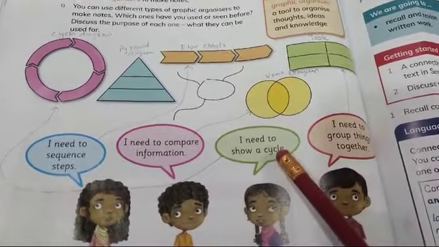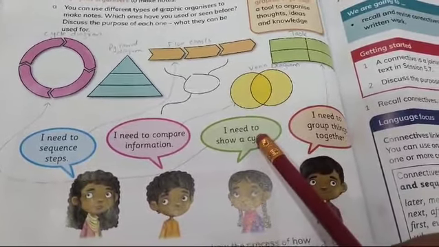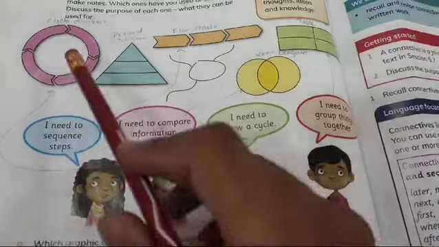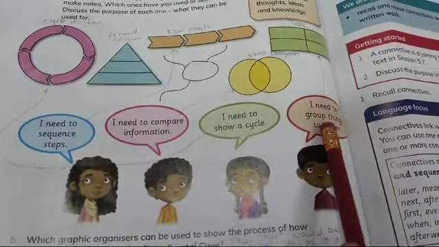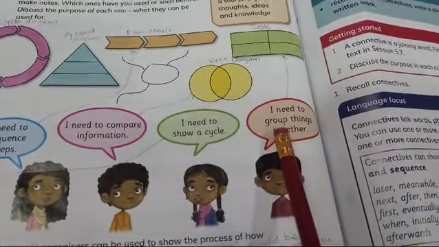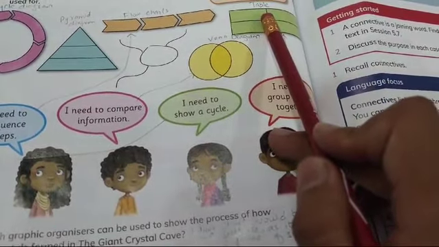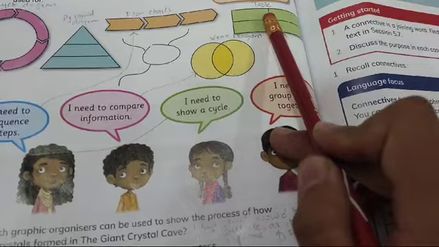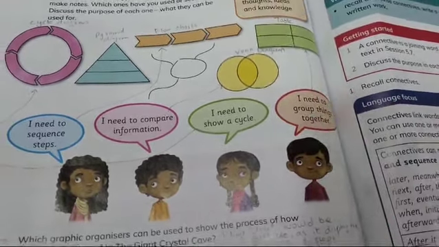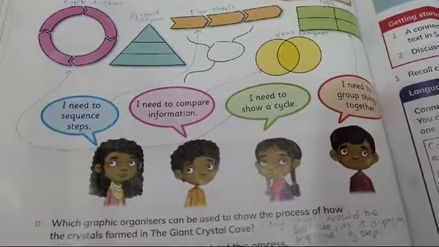I need to show a cycle. For example, I need to show a cycle, so I will use the cycle diagram. I need to group things together, so we will use a table. Like, for example, differences and similarities. We also make a table for differences and similarities.